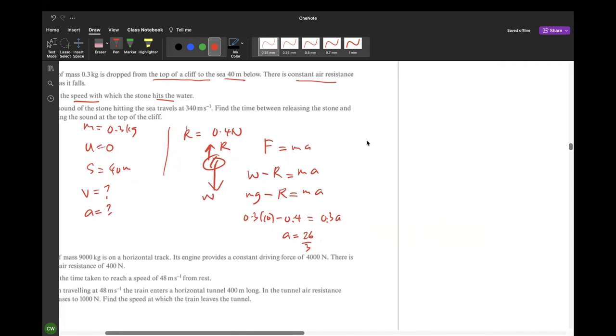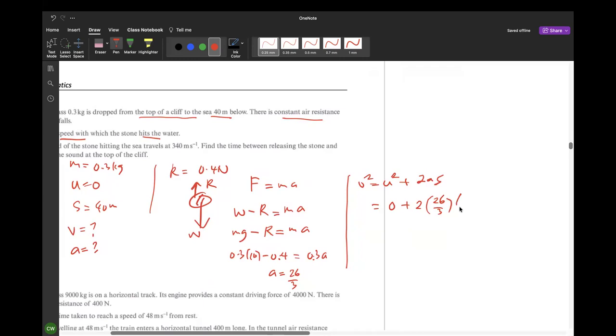Okay, after that, you have to go back to V square equals U square plus 2as. Final speed, initial speed 0. A is 26 over 3. Displacement is 40. So what is v? Square root of 2 times 26 over 3 times 40. 26.3.